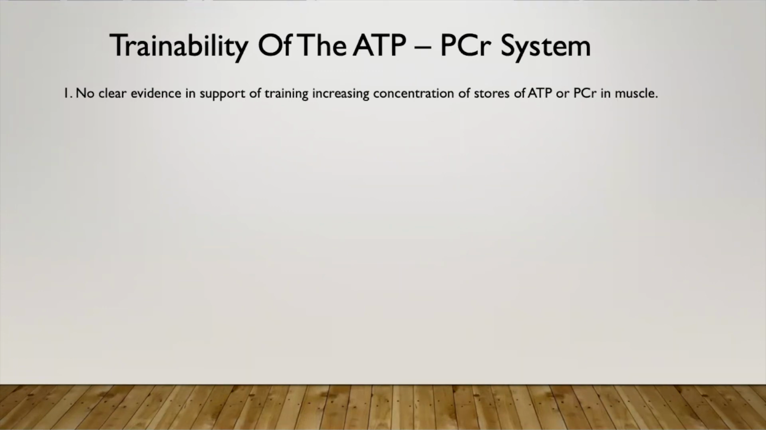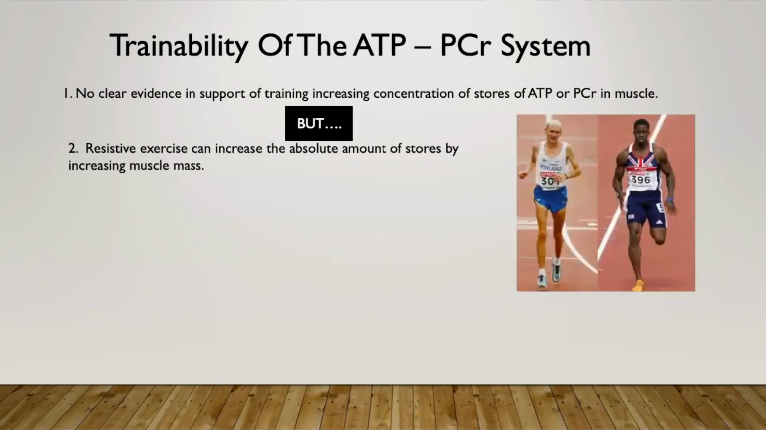Unfortunately, there isn't any clear evidence that supports the fact that training can increase the amount of ATP or phosphocreatine that's stored in the muscle. That's kind of a bummer, huh? But it is a pretty good size, and resistive exercise can increase the absolute amount of stores by increasing muscle mass.